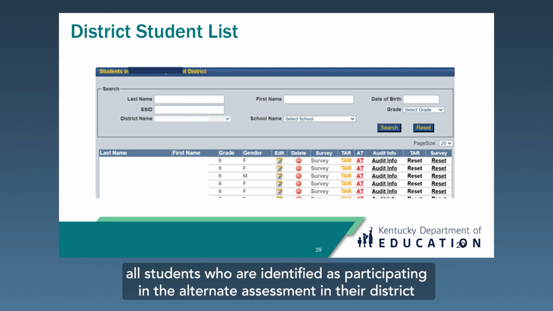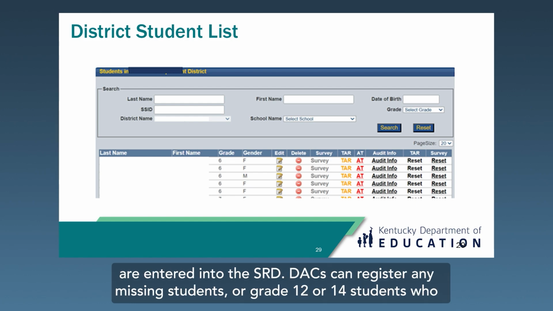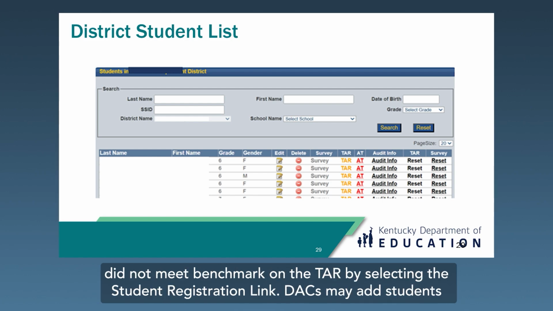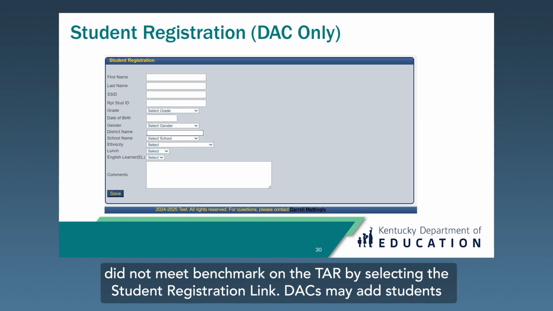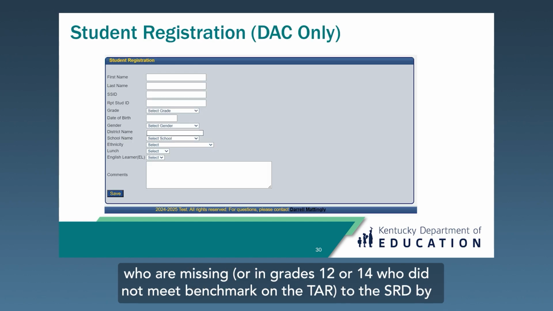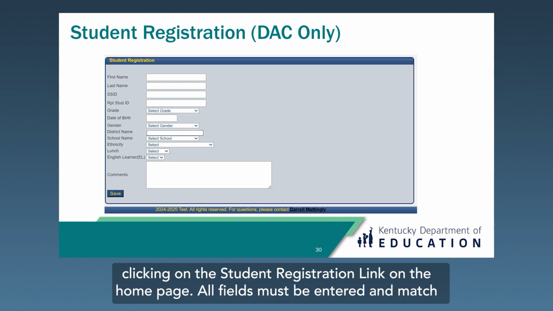DACs must verify that all students who are identified as participating in the alternate assessment in their district are entered into the SRD. DACs can register any missing students or grade 12 or 14 students who did not meet benchmark on the TAR by selecting the student registration link. DACs may add students who are missing or in grades 12 or 14 who did not meet benchmark on the TAR to the SRD by clicking on the student registration link on the home page.